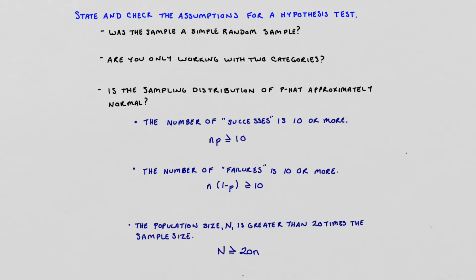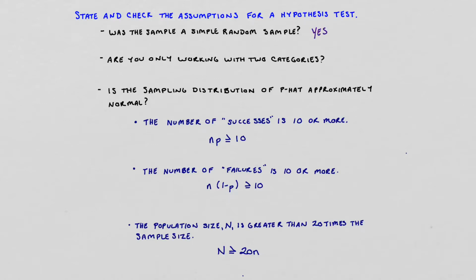The next thing that we're going to do is state and check the assumptions for a hypothesis test. We have 3 items that we need to double check before we can proceed. Those are indicated in black here. So the first question that we ask ourselves is, was the sample a simple random sample?